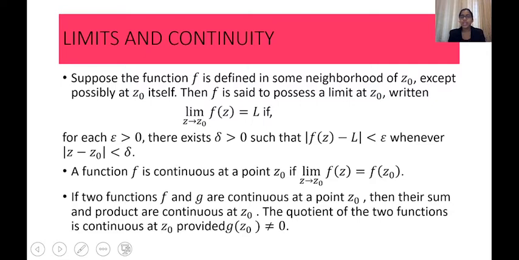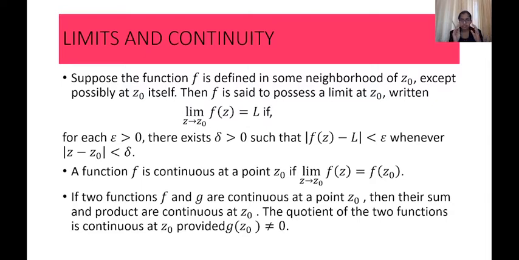Suppose a function f is defined in some neighborhood of z naught, except possibly at z naught itself. Then f is said to possess a limit at this point, written as limit z tends to z naught of f of z equals L. Here L is the limit. This is possible if for every epsilon greater than 0 we can find a delta greater than 0 such that modulus of f of z minus L is less than epsilon whenever modulus of z minus z naught is less than delta. I hope the concept is clear.